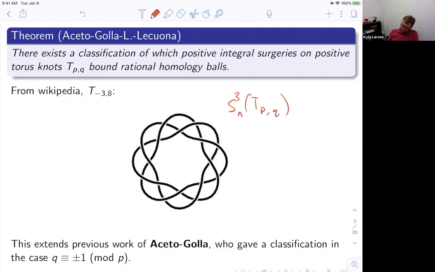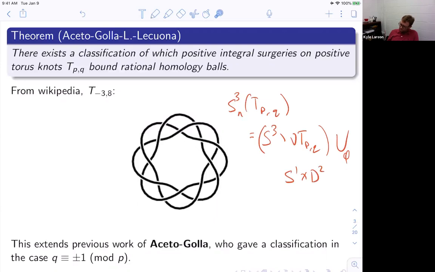On a torus knot. So what do we do? Well, we take a neighborhood of this torus knot in the three-sphere and we delete it. And then we glue in, well, a neighborhood of a knot is a solid torus, so we glue back in a solid torus by some gluing map. And this integer n determines the gluing. I won't go into the details.